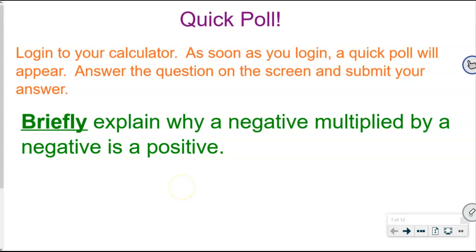All right, briefly explaining why a negative times a negative is a positive. I think the best brief explanation is explaining the opposite of groups of negative numbers. Negative can be said as negative, but it also can be said as the opposite.